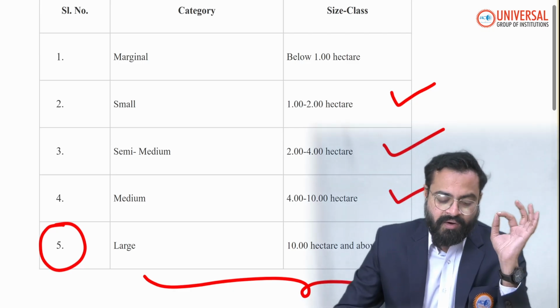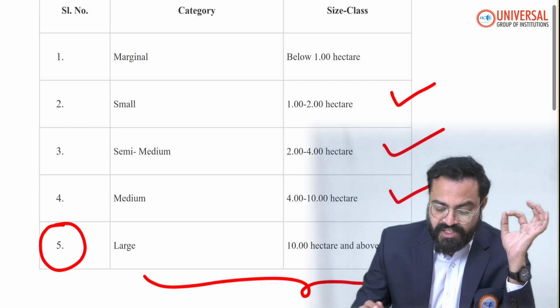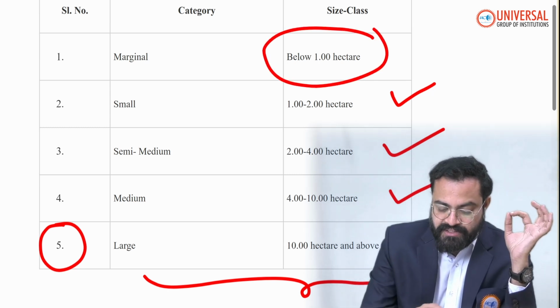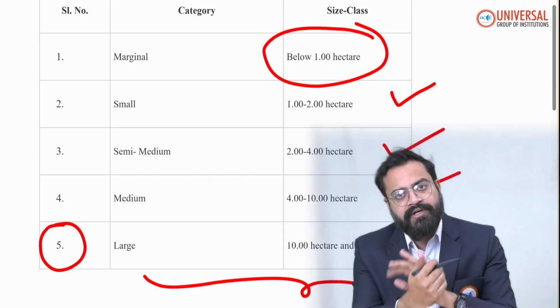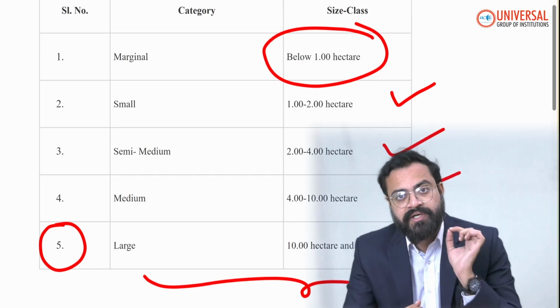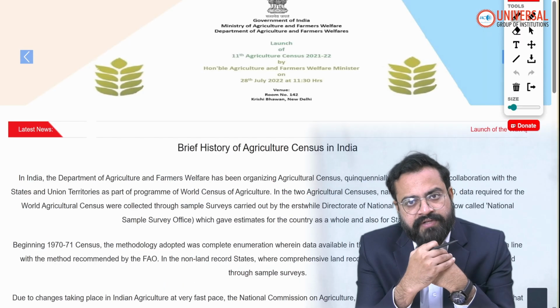So remember, who is a marginal and a small farmer? Marginal is somebody who owns land less than 1 hectare. Small is someone who owns land between 1 and 2 hectares. This particular classification is done on the basis of the agricultural census. Now, what is the brief history of the agricultural census?